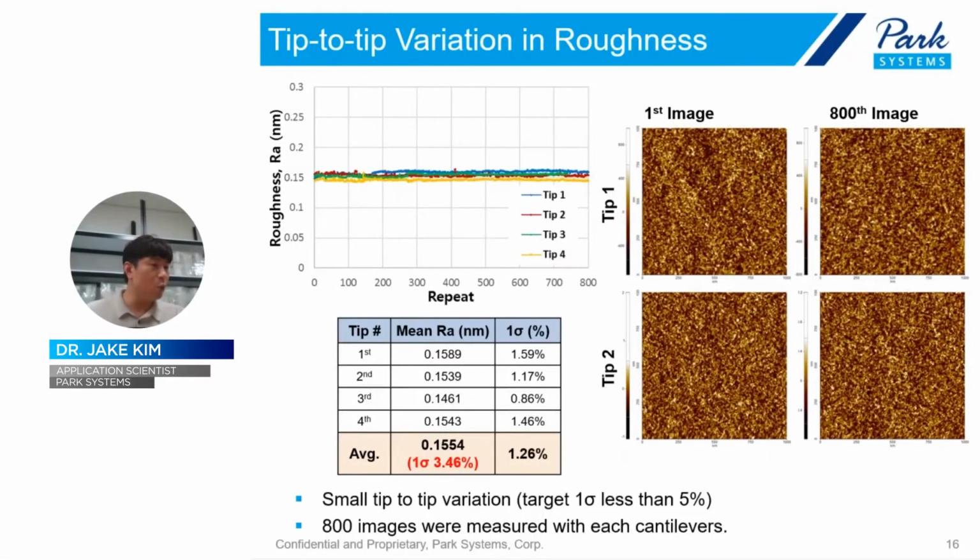Here is the same test, but we used four AFM tips, and with the lipid imaging, from first to 800. And from these numbers, as you can see in here, tip number 1 to 4 has quite a constant, quite similar value. And it also means it's quite non-contact and there's no tip wearing.